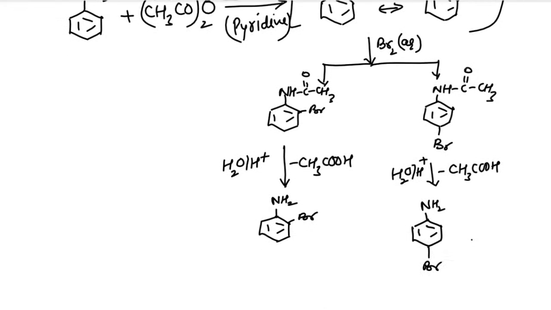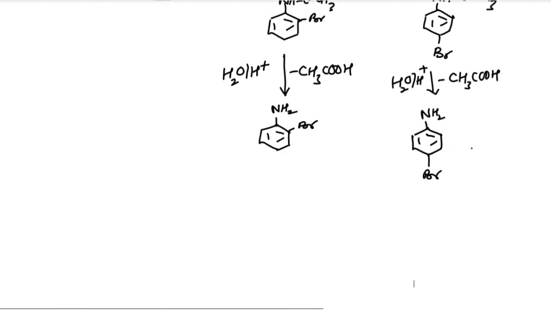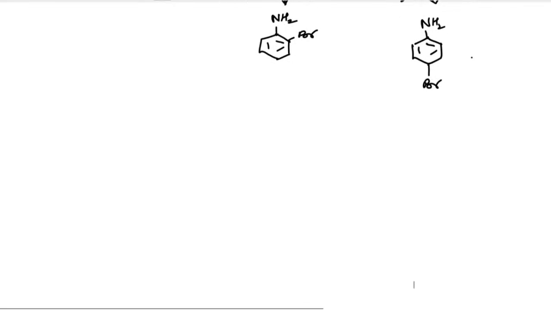Okay, 4-bromoaniline and 2-bromoaniline. These are the products formed. Right? Any doubt? So, there is need to protect this group if we brominate in aqueous medium and we would like to form only mono substituted product. But if the medium is non-polar, there is no need to protect it.